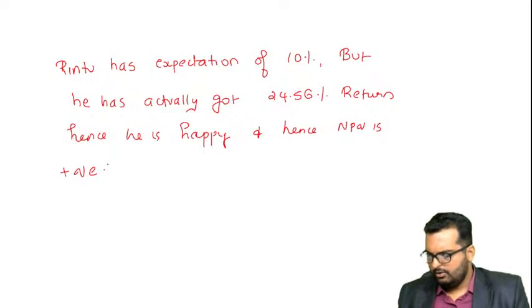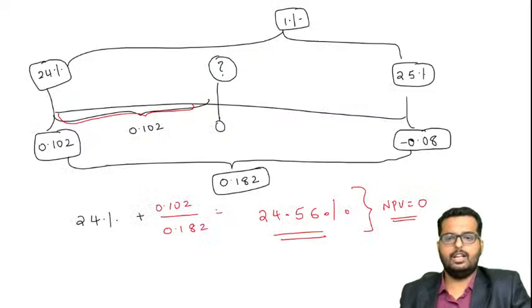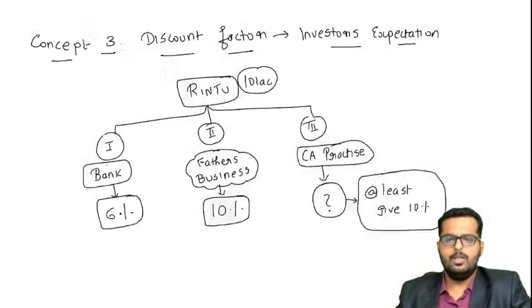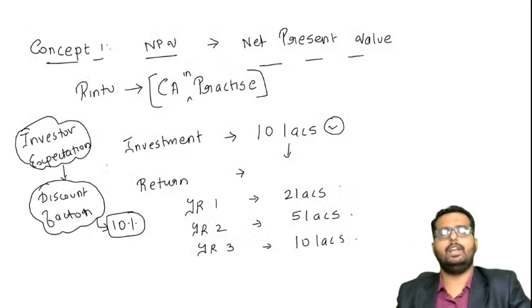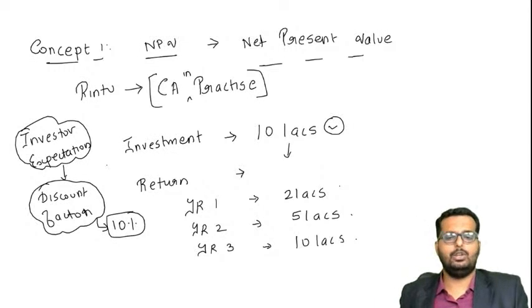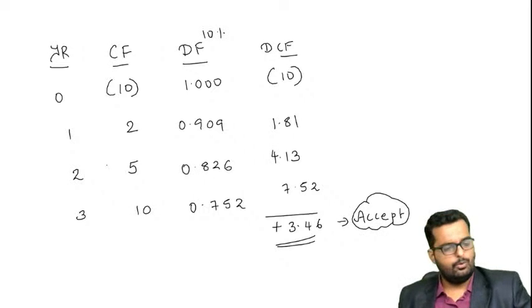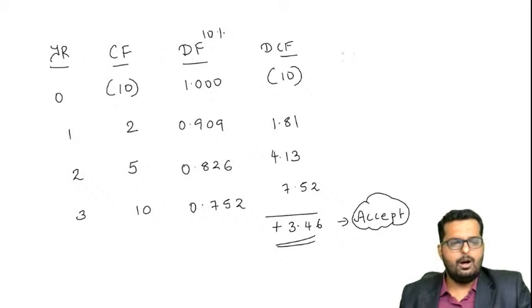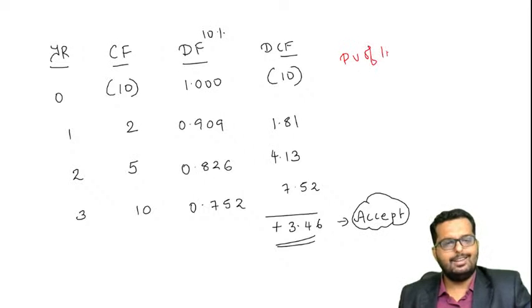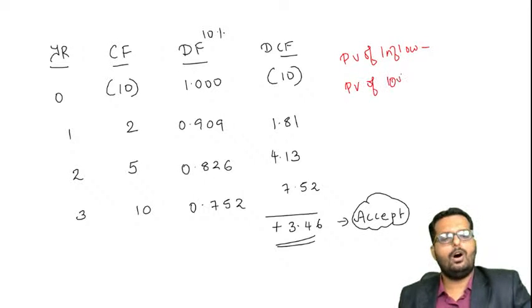Done? Alright. So friends, we are done with this concept also. Shall I just revise these 4 concepts once again now? We started our class today with a very basic concept of net present value, where we use this table here: cash flow, discount factor, discounted cash flow. We can actually give it a formula. The formula can be present value of inflow minus present value of outflow.